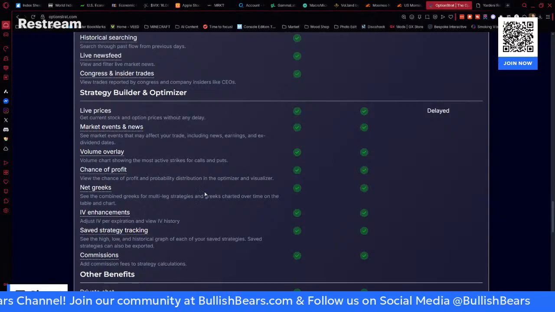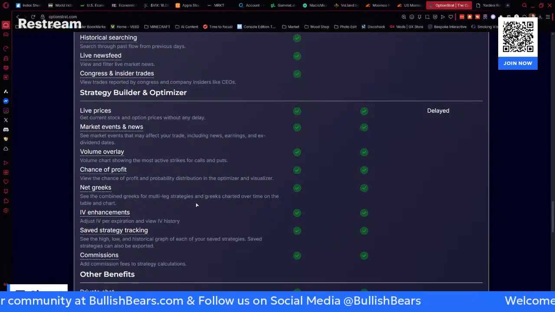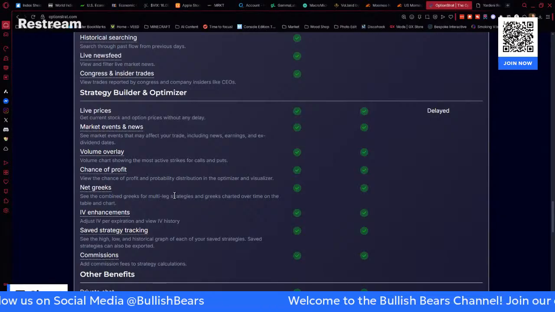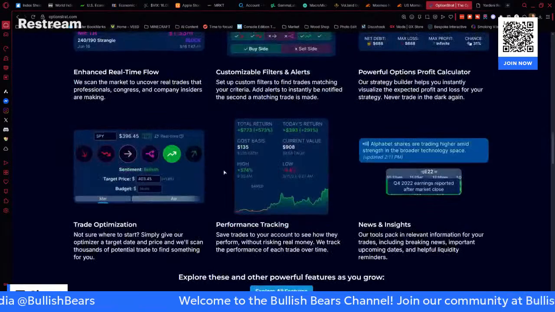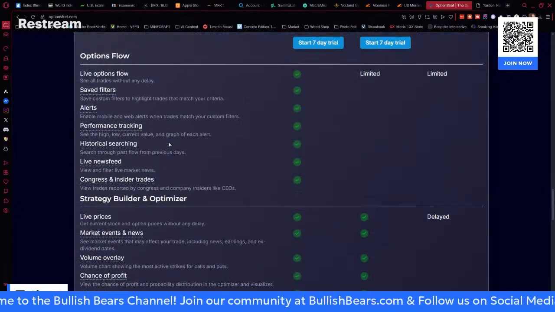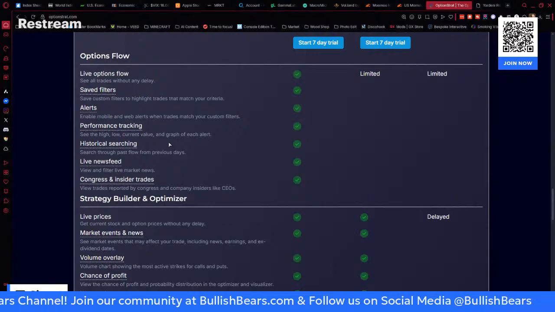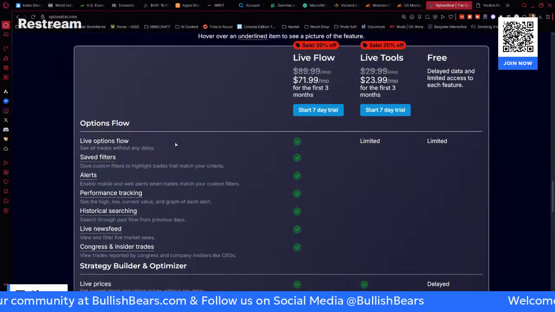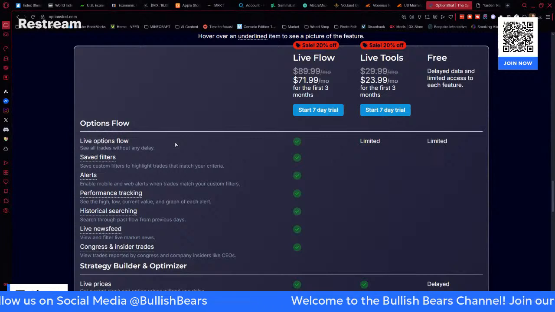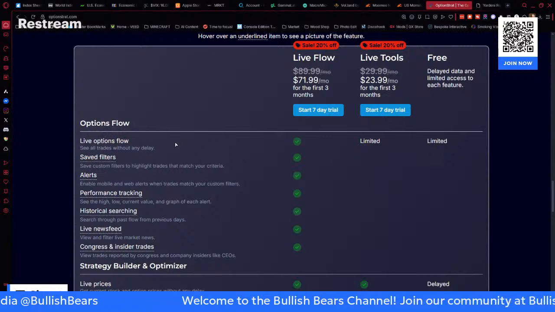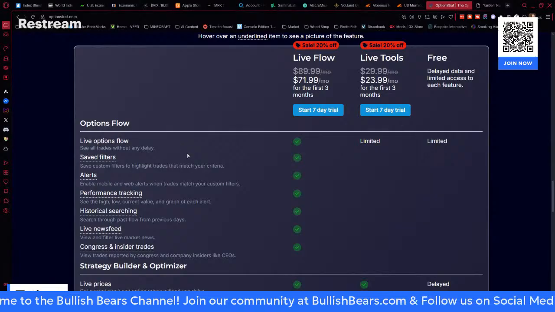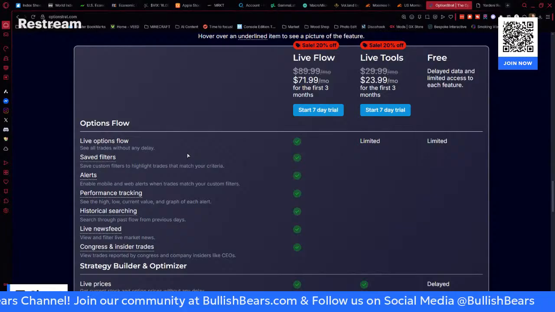So I hope that helps. I think you could do something better. Something like Tradie Ticks at the bare minimum would probably be better. This looks pretty, but look at what they're offering you. I guess if it's the same price as Tradie Ticks, or if it's cheaper, I don't know what Tradie Ticks is costing right now. Maybe it'd be worth it, but it's just options flow.